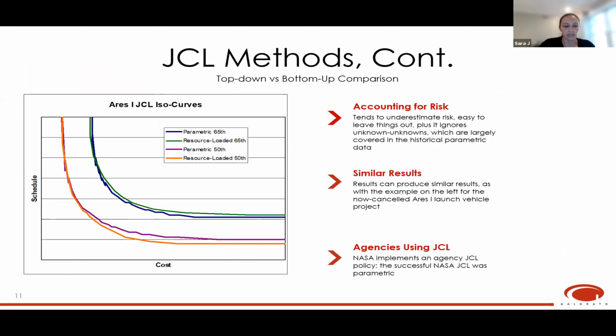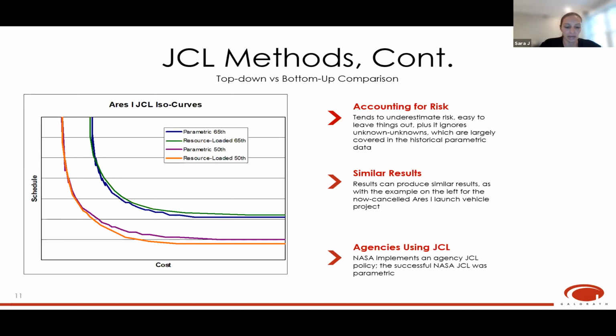Now we'll discuss the key differences between the bottoms-up and the parametric approach. The bottoms-up method tends to underestimate risk. It ignores unknown unknowns, which would largely be captured in the parametric historical data when using the top-down approach. However, the results between the two methods are similar, as was shown on the example to the left for the now canceled Ares 1 launch vehicle project for NASA.